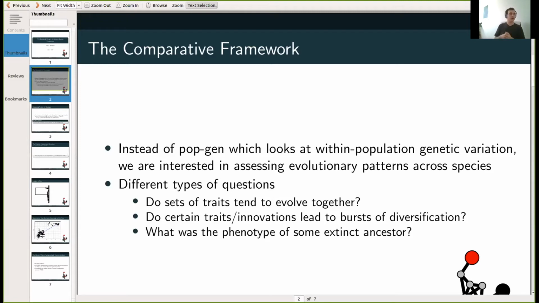So the types of questions I'm going to ask are, do sets of traits tend to evolve together? Are there traits that affect the rate of diversification along the lineage? So, do wings in insects, for example, lead to a burst in speciation? And thinking about going back in the phylogeny, can we predict what things were like in the past from current states? We're really going to talk about the first question today.